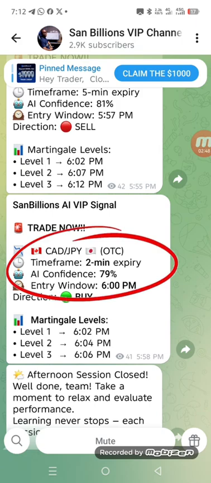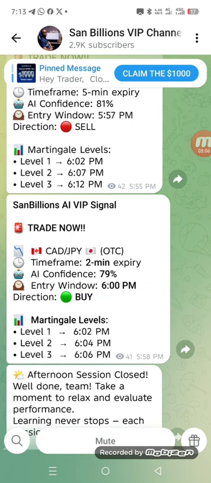They have the normal CAD JPY, the Canadian versus Japanese, but they also have the OTC. So if the signal has OTC added, you have to take note of this. They have the one that is the same CAD JPY, and a separate one, the OTC market. So you need to be conscious of the one you are trading. If the signal says OTC, you use it. If OTC is not there, you look for the one without OTC. Let me explain what I'm trying to say.